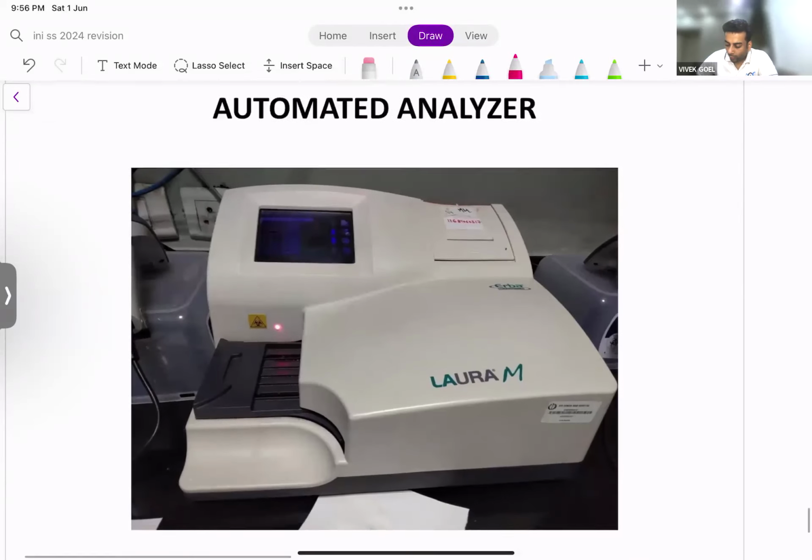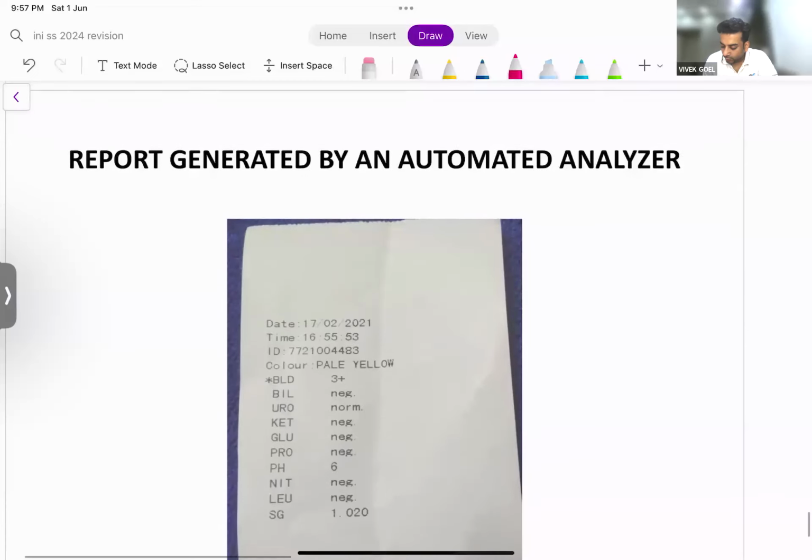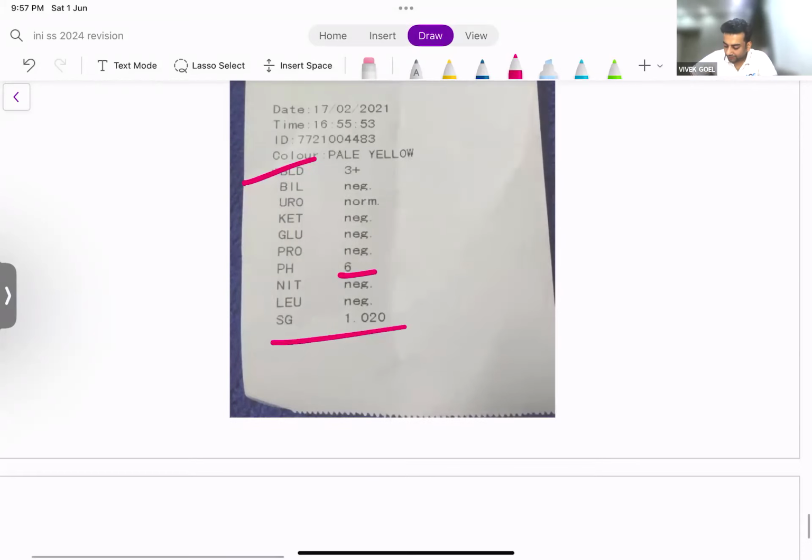So this is an automated analyzer which is used in most of the tertiary institutes, where you put the urine and you get an automated urine report like this. In this urine report, it reads blood 3 plus, bilirubin negative, ketone negative, glucose negative, protein negative, the pH is 6, and the specific gravity is 1.020. So it's an automated analyzer which is used in most of the good institutes in the country.